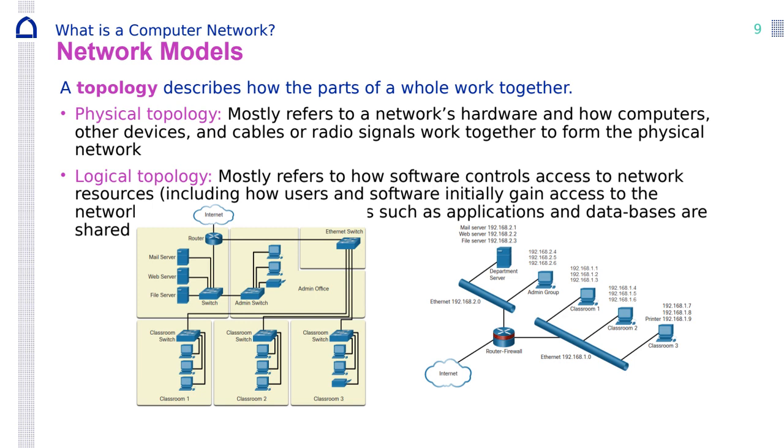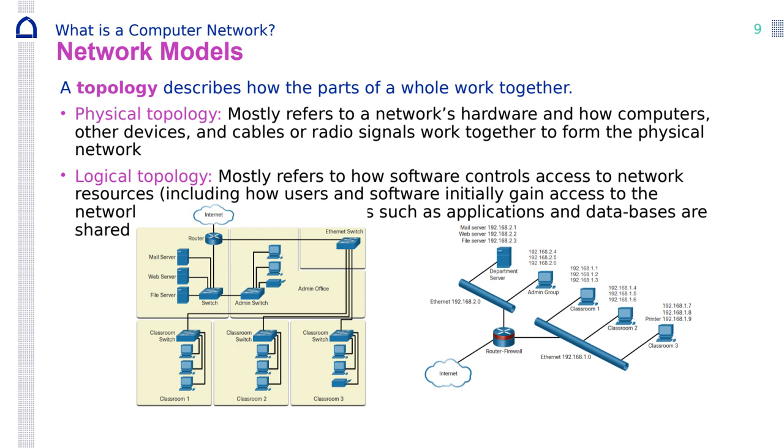Topology, network models. When you want to model a network, you talk about topology. What is topology? In general, topology describes how the parts of the network work together. We have two types to model a network. We can model it as physical topology. Physical refers to the network hardware and how computers, other devices, and cables or radio signals work together to form the physical network. So they talk about the physical components that connect the network. Look at the yellow one here, this is the physical topology. It shows you all the devices, how they are wired, on which floor, and what they are. This is called physical.